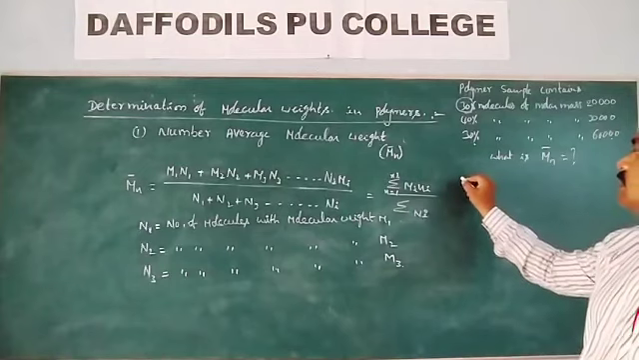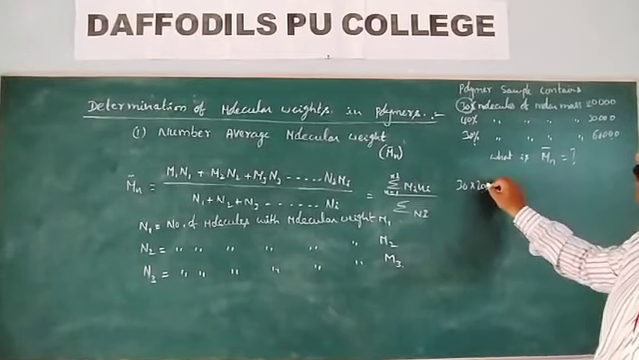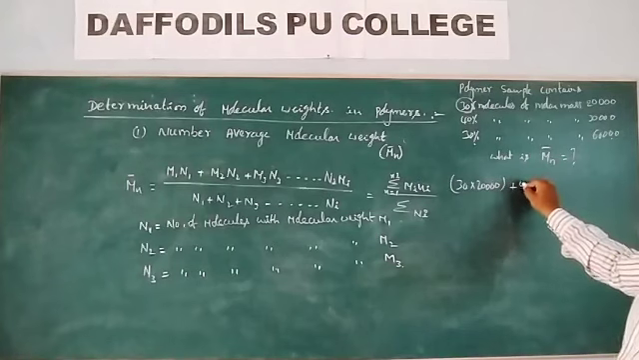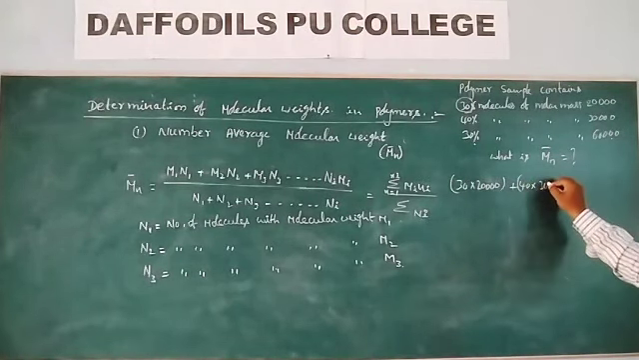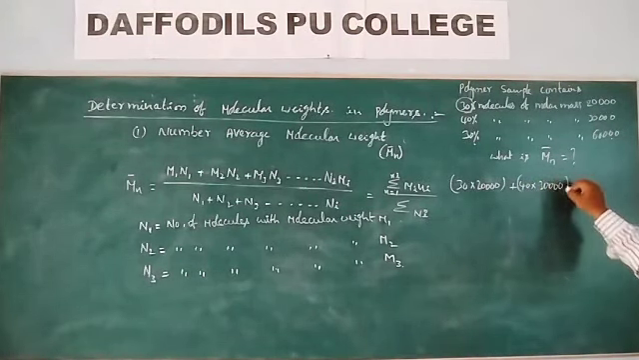Just substitute all those things. So 30 into 20,000 plus 40 into 30,000 plus 30 into 60,000, divided by the total number N1 plus N2 plus N3, which is 30 plus 40 plus 30 equals 100. If you solve this, you will get the number average molecular weight. So this is about the number average molecular weight.